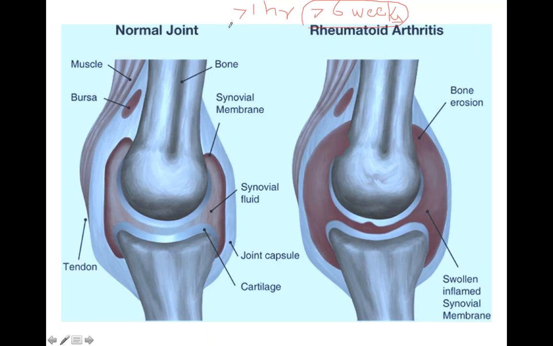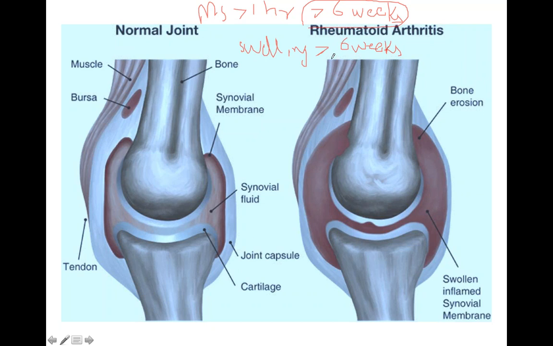Swelling of the wrist, MCP joint, metacarpophalangeal joint, and PIP joint, for more than 6 weeks. Everything is given in the notes. You don't have to write. So one is morning stiffness. Other is swelling of MCP joint, metacarpophalangeal joint, or we have wrist joint or proximal interphalangeal joint for more than 6 weeks. So this is another diagnostic criteria.